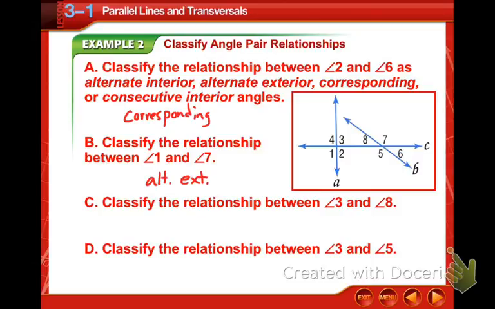They are on the same side of the transversal, and they are inside, so these are consecutive interior. And then the only thing we haven't used yet, 3 and 5 are on opposite sides of the transversal, and they are inside of the lines A and B, so that means they are alternate interior.